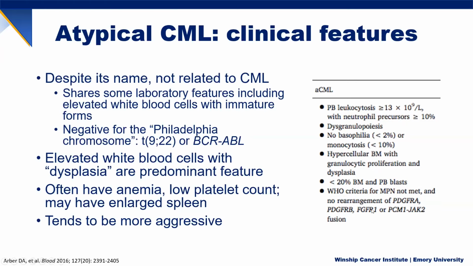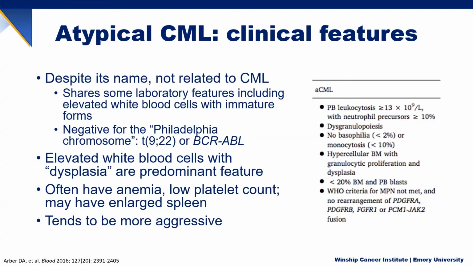So predominantly what we're seeing in these patients is a high white blood cell count, and then what we call dysgranulopoiesis or dysplasia, just meaning that these white blood cells look very abnormal. They're developing abnormally. And then we often will see anemia, low platelet counts, and large spleens as well. And this does tend to, at least on average, be the most aggressive of these MDS/MPN overlaps.